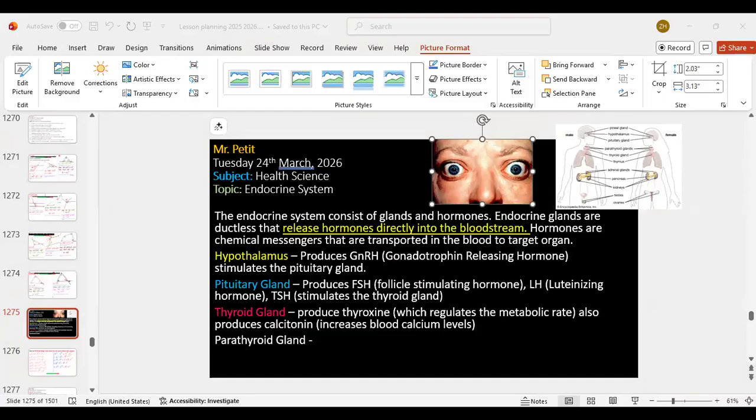So then you have hypothyroidism. Hypothyroidism is the opposite. That's when you have too little thyroxine. That person will be extra fat. The person who has hypothyroidism would gain a lot of weight. They would be fatigued a lot.